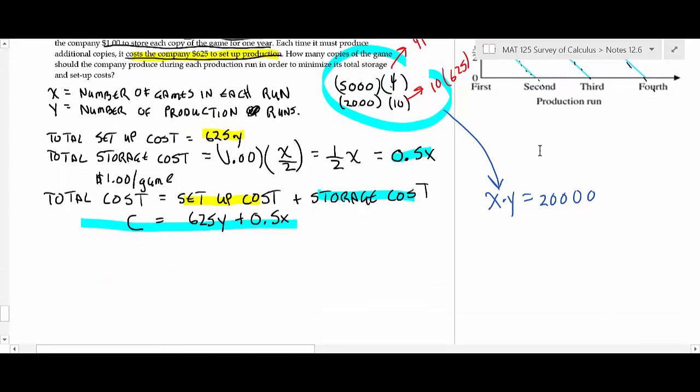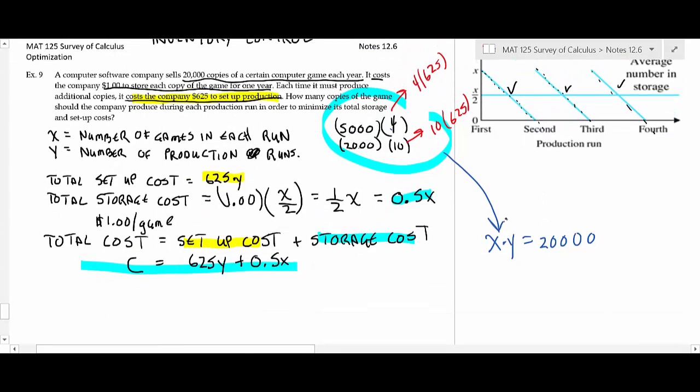Just to help you remember this, let's say you did 4,000 games. How many production runs would it take to get 20,000? It'd take 5. That's how x and y relate to each other. They multiply to give 20,000. So let's take this equation and solve it for y. You could also solve it for x. It doesn't make any difference. Now we're going to take that, and what are you going to do with this?